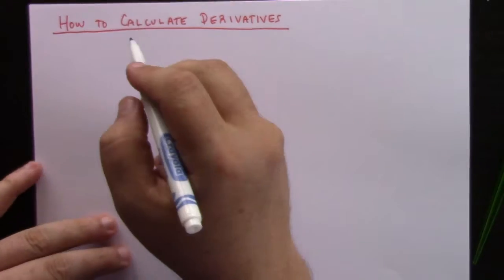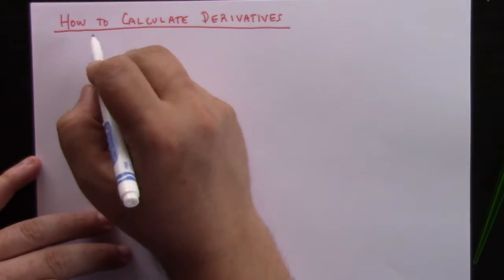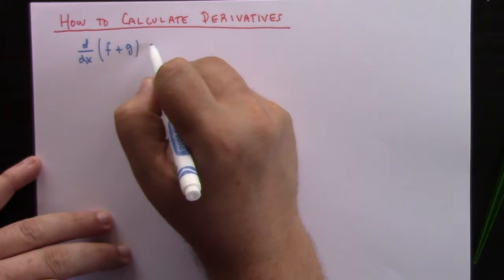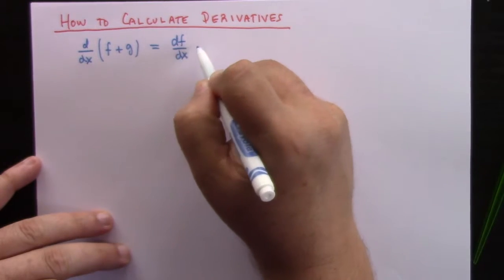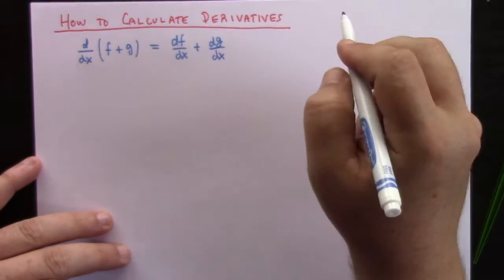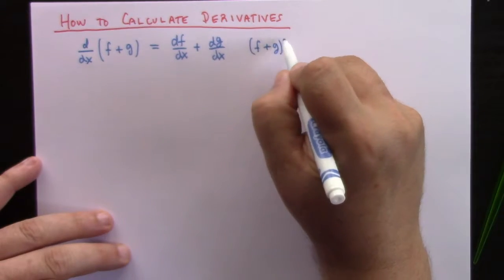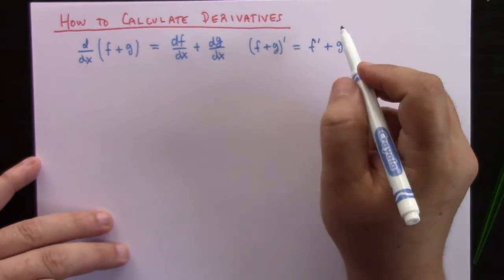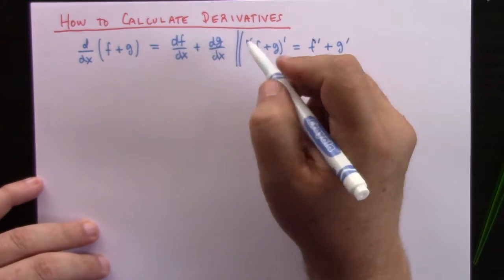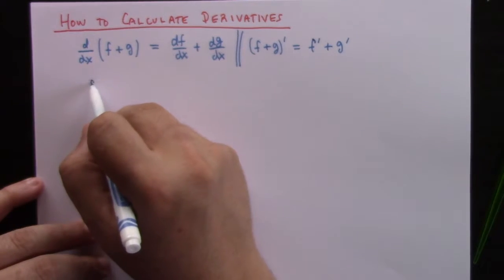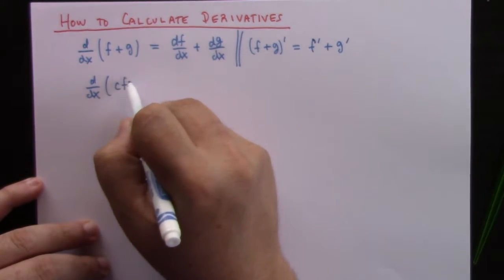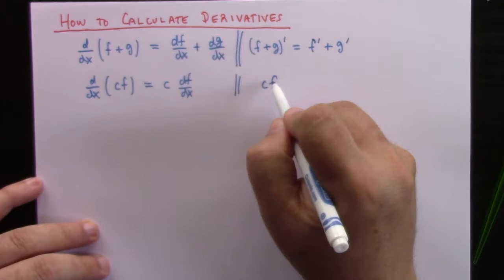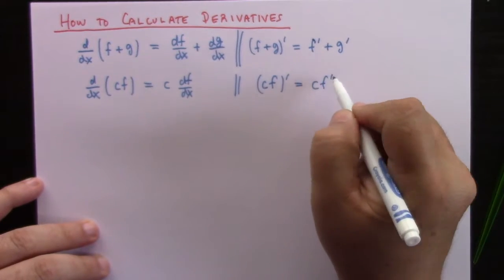So first of all, there's linearity, right? If you take the derivative of f plus g, you've got df dx plus dg dx. Or if you like prime notation, f plus g prime is equal to f prime plus g prime. Got to be careful with the prime notation. It is efficient, but it can also be confusing. But anyway, there it is. Now, if we have a constant, then we can pull it out. In the prime notation, that looks like this. C f prime is equal to C times f prime.